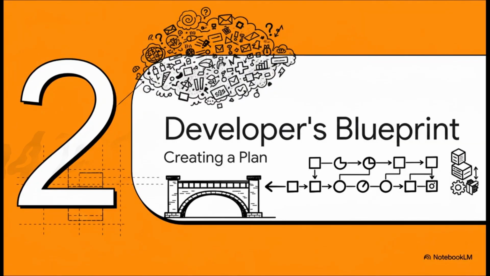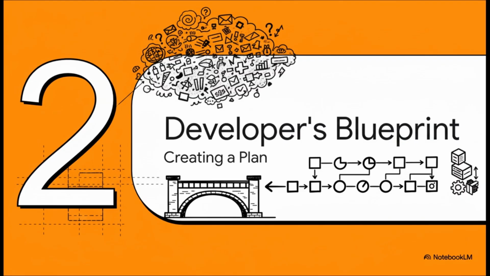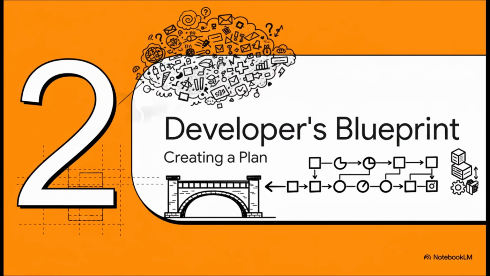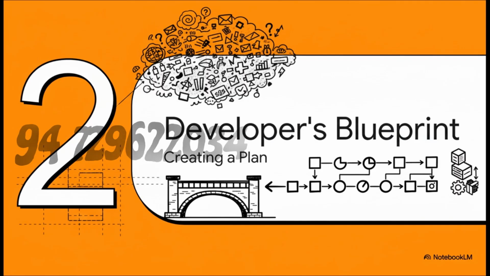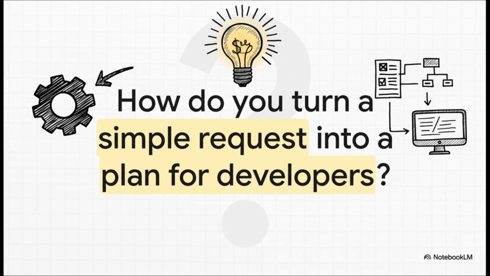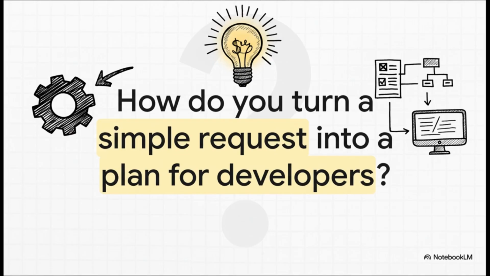Okay, so how do we actually bring order to all of that chaos? Because you can't just hand that one-sentence email to a developer and say, go build it. You need a bridge. You need a plan. And this is the critical question, isn't it? How do you close that massive gap between an idea and a finished product? Well, the answer is all about translation.